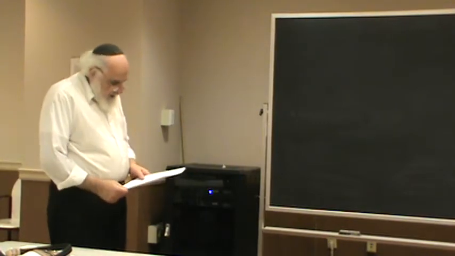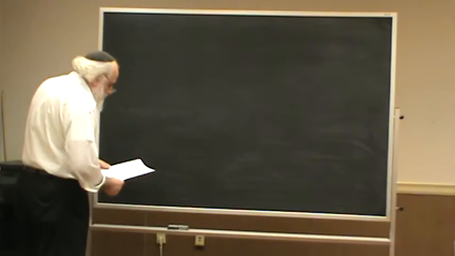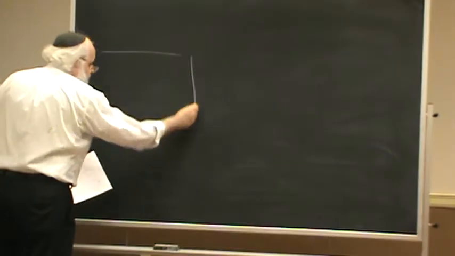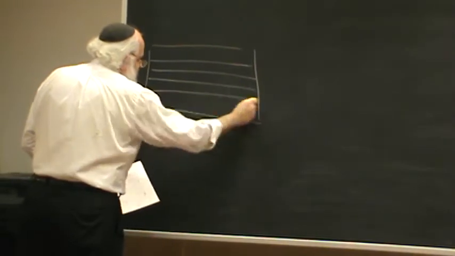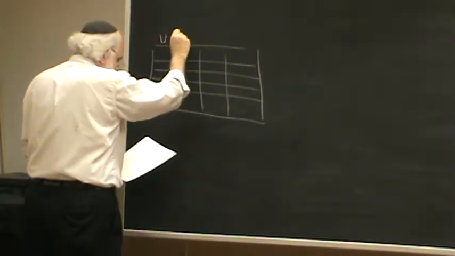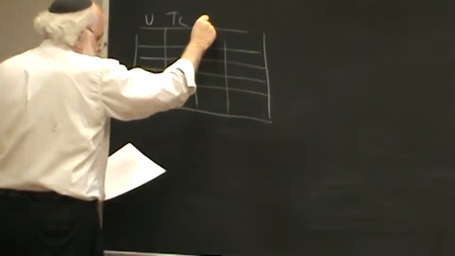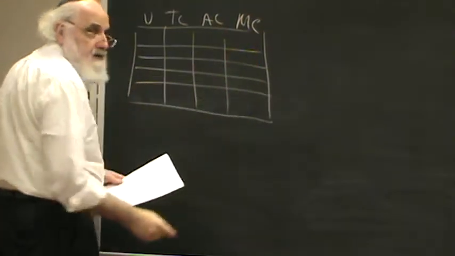Okay, so let's talk about cost. I'm going to put a little table on the board. And the table is going to show you a depiction of the costs to a company, right? So this is units, this is total cost, this is average cost, this is marginal cost.